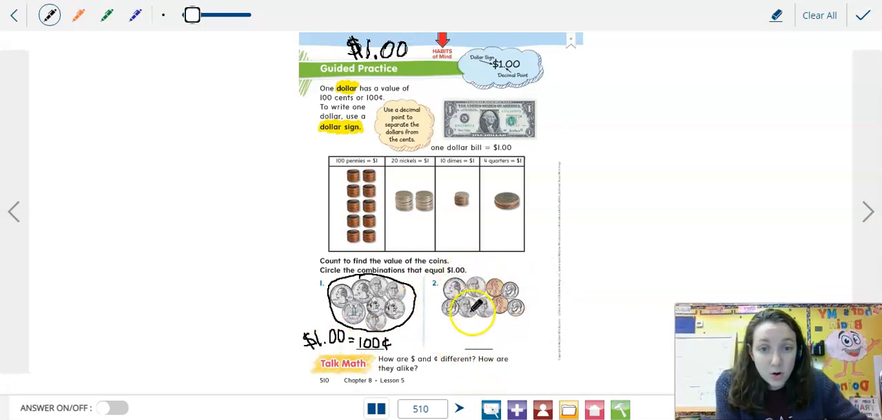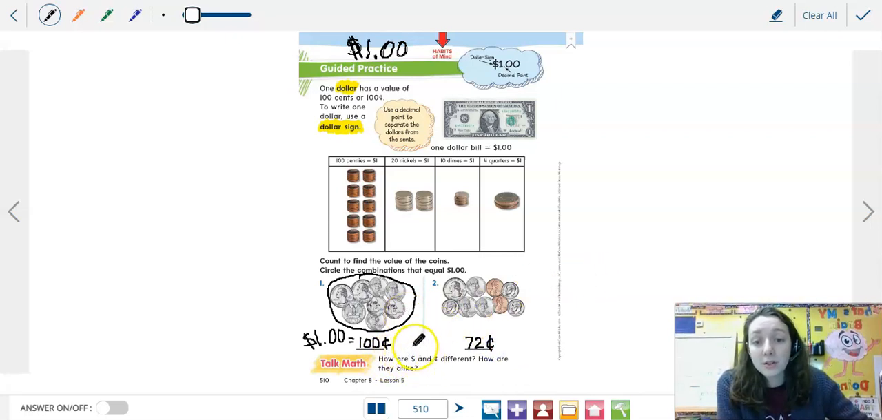So I see 1 quarter, starting with the biggest one, so 25 cents. I see some dimes, so I'm going to go to that one next because that's my next lowest value. So 25, 35, 45, 55. Then I see a couple nickels, so then I'm going to count by fives. 60, 65, 70, and then I see 2 pennies, so 72. So it's going to be 72 cents. I'm not going to circle it because that doesn't equal a dollar.